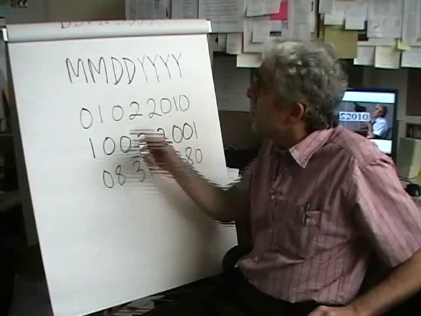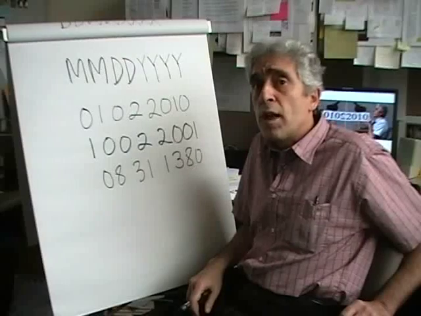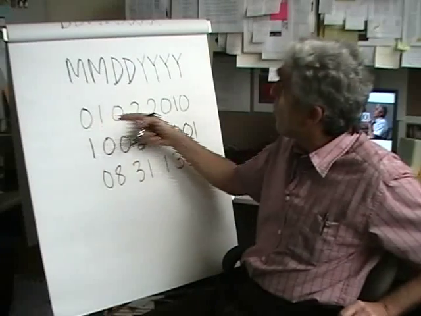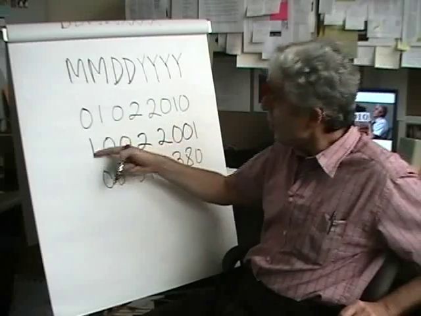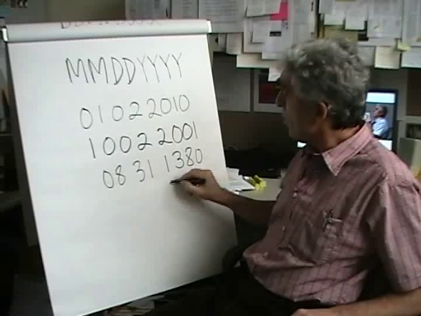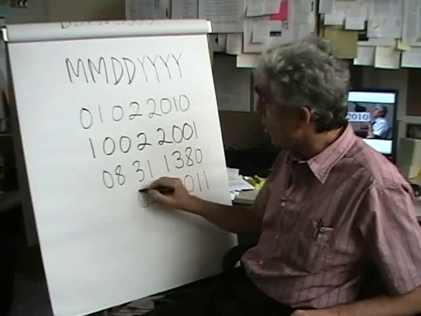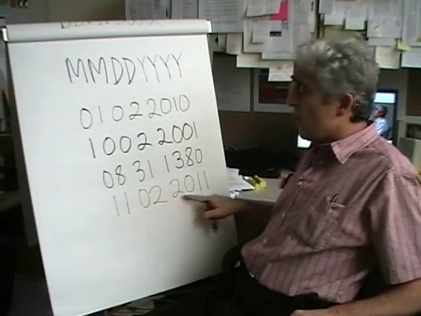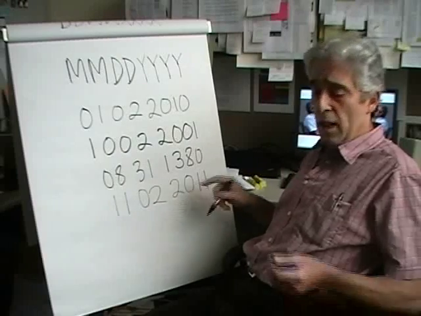In this century, in this date format, there are going to be 12 palindrome dates altogether. This was the first, this was the second one, January 2nd, 2010. And this was the first one. And there's going to be another one next year, 2011. The next one is going to be November 2nd, 2011.